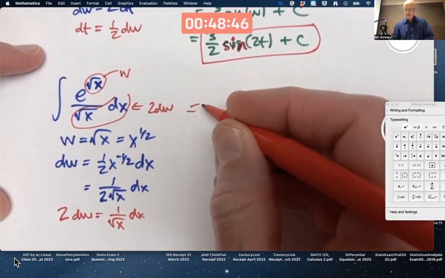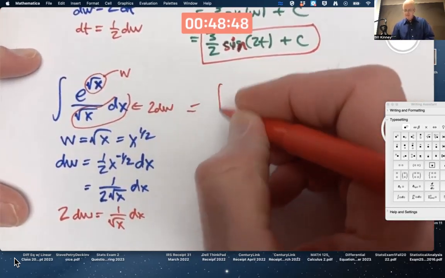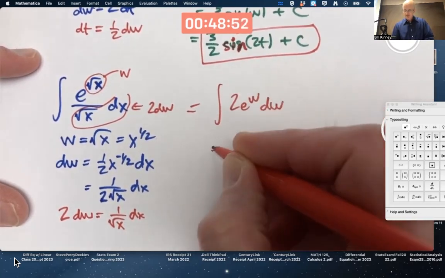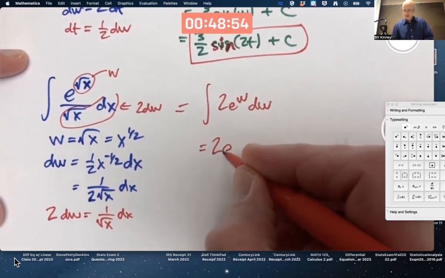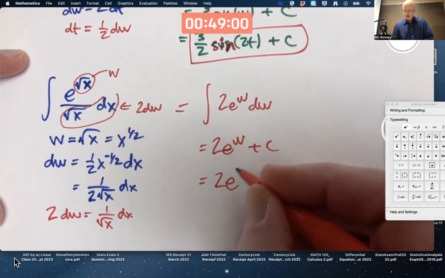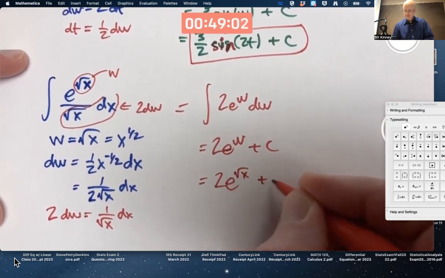So the new integral is the integral of 2e to the w dw, which is easy. It's 2e to the w plus c. Then go back to x: 2e to the square root of x plus c.